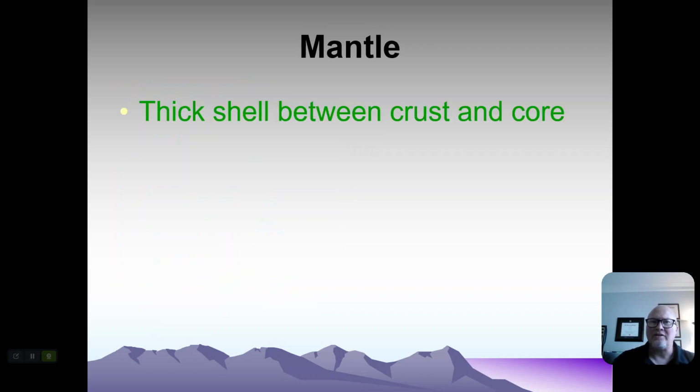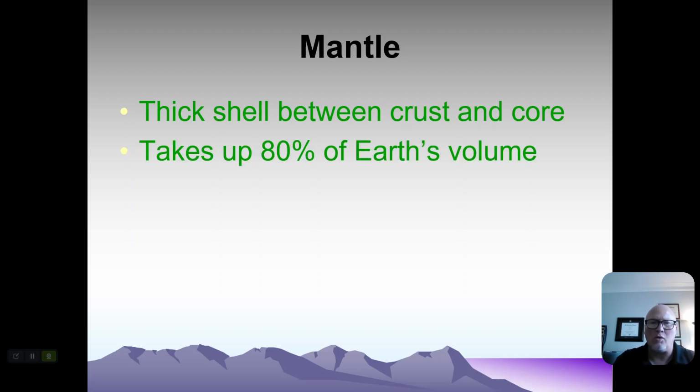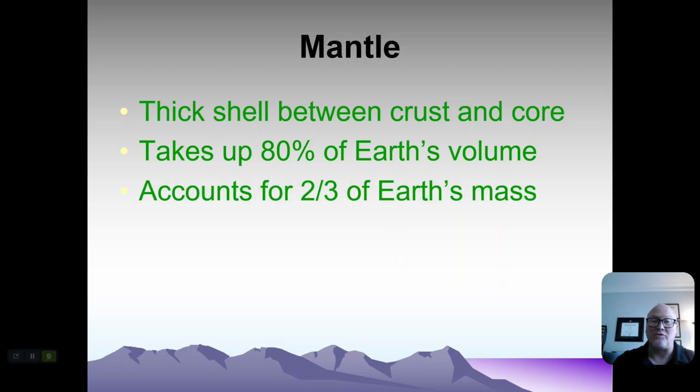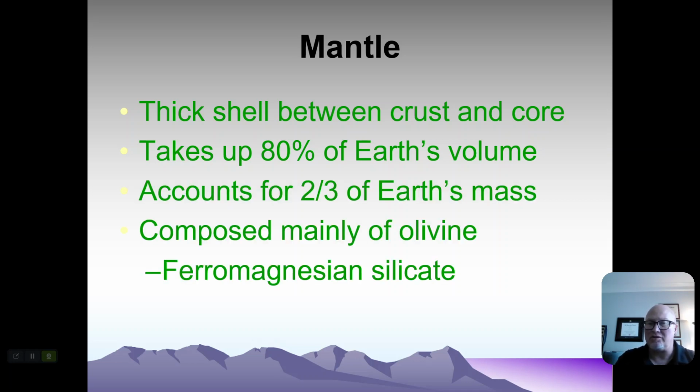So the mantle is a thick part of the Earth between the crust and the core, and it takes up about 80% of the Earth's volume. So most of the Earth is made up of this mantle substance, and it accounts for 2/3 of the Earth's mass, composed mostly of olivine, and then you have ferromagnesian silicate, which means it's a lot of iron, magnesium, silicon, and oxygen.